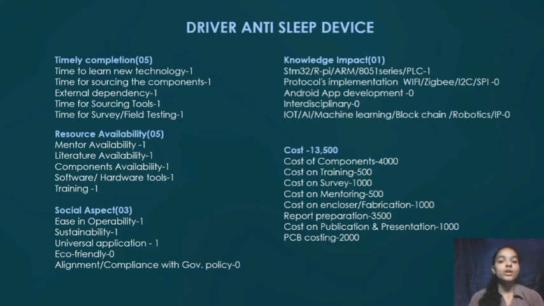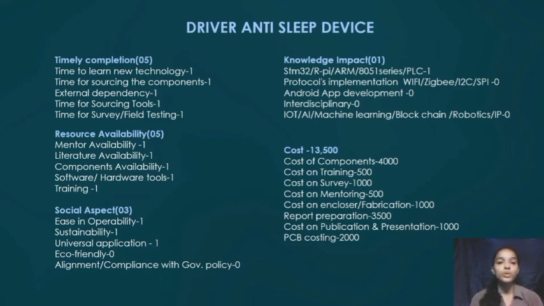Time for sourcing the components. If the components are available in the local area, we have to give score 1. And if it is not available, we have to give it score 0. Third one is external dependency. If we are not dependent on any third party, we have to give it score 1, or otherwise we have to give it score 0.